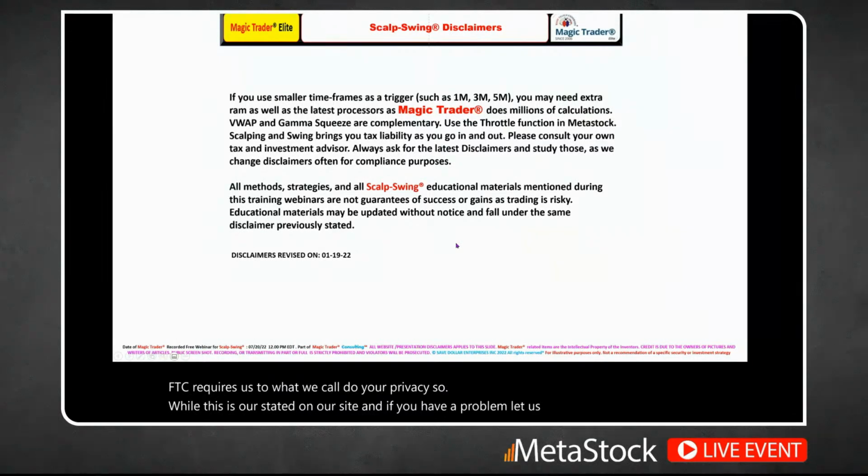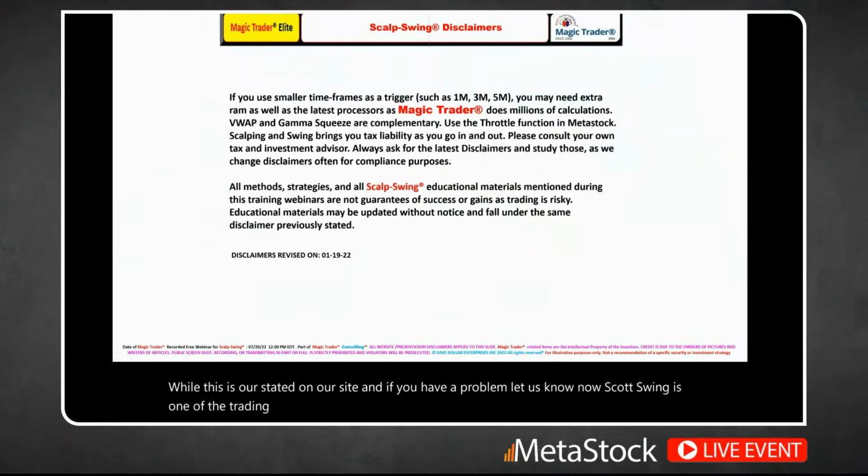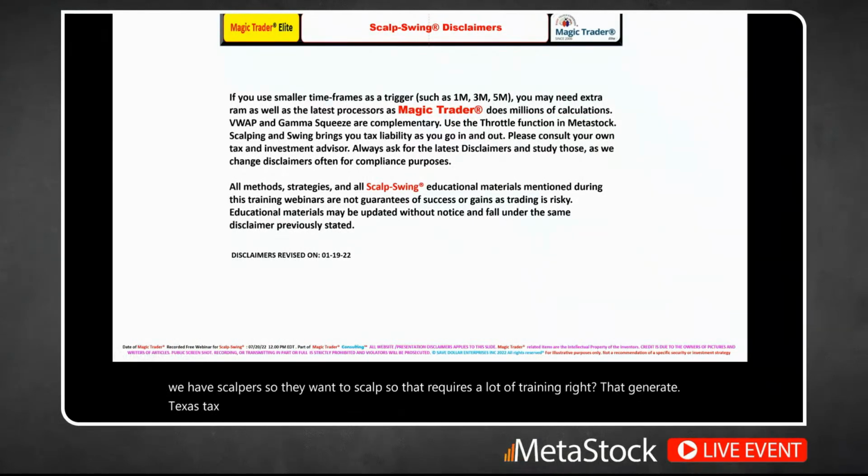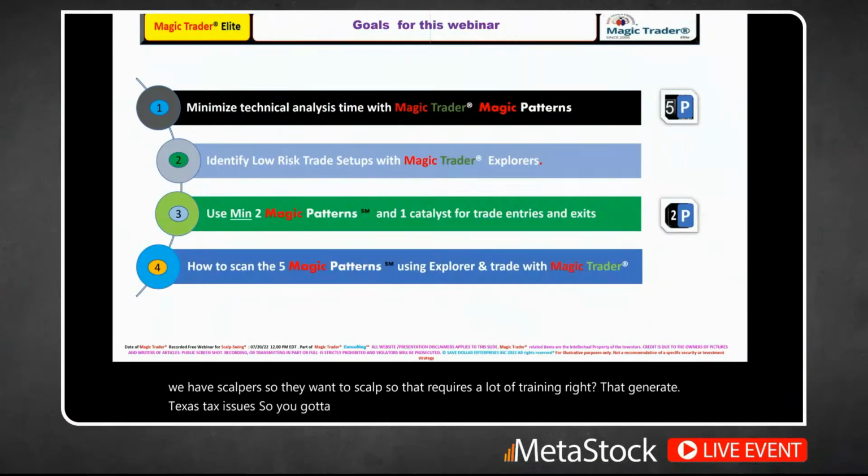Now, scalp swing is one of the trading methodologies we use, and that requires a lot of trading, right? Because we have scalpers, and they want to scalp, so that requires a lot of trading. That generates tax issues, so you have to consult your tax advisor.